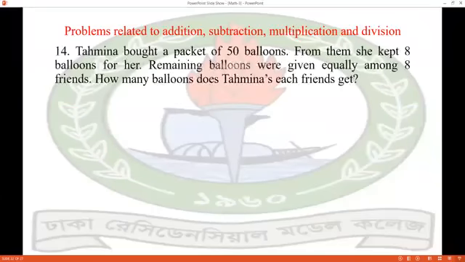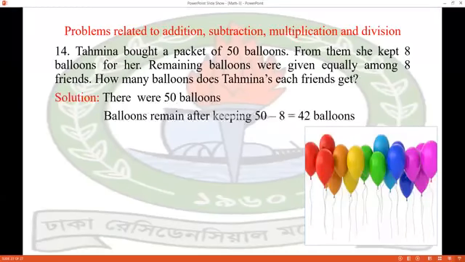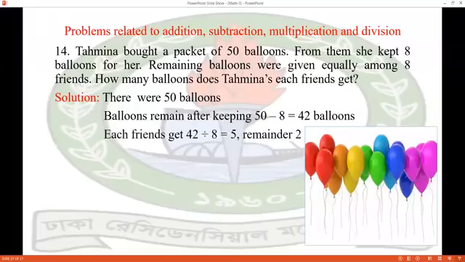This is the number 14. Tahamina bought 50 balloons. From them, she kept 8 balloons for herself, and the remaining balloons were given equally among 8 friends. How many balloons does each of Tahamina's friends get? So we can solve it in this way. There are 50 balloons. Balloons remaining after keeping 8: 50 subtraction 8 is equal to 42 balloons.